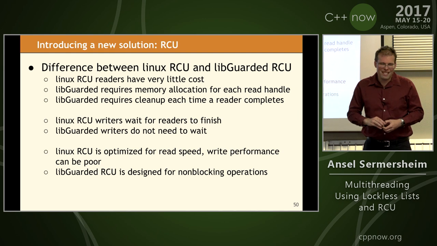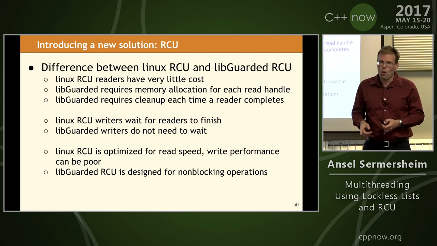So let's look at some of the differences between the way RCU is implemented in Linux versus how it can be implemented in a user space library. In Linux, an RCU reader has very little cost. In fact, in many cases, it actually doesn't do any operation at all. LibGuarded requires a memory allocation for each read handle. It's very difficult to get around this, and it requires some cleanup each time a reader completes. So the read operation is slightly more expensive than in the Linux case.